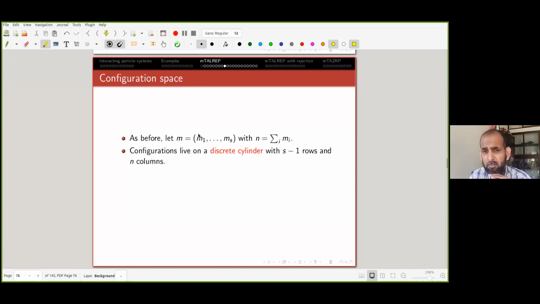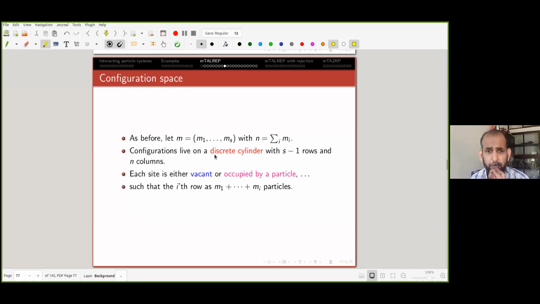So remember, we have this tuple indexing the content. So think of a discrete cylinder with height s-1 and circumference n. And you think of each site being either vacant or occupied by a particle, such that the ith row has m1 plus up to mi particles. Okay, I'll give an example in a moment.